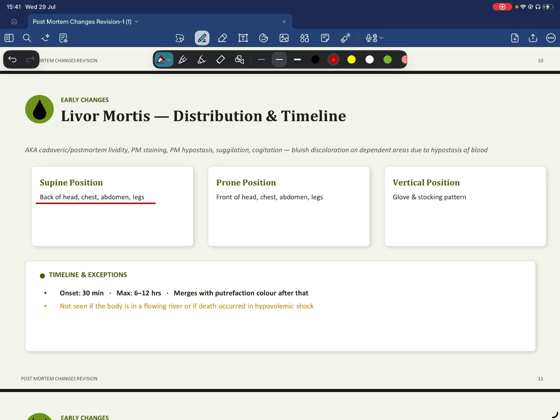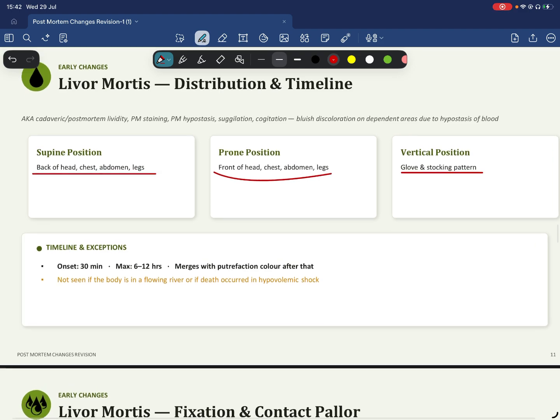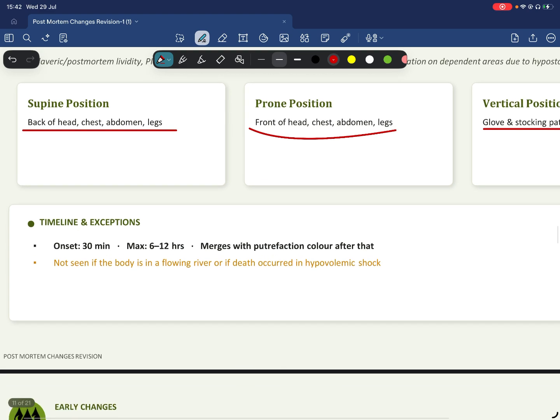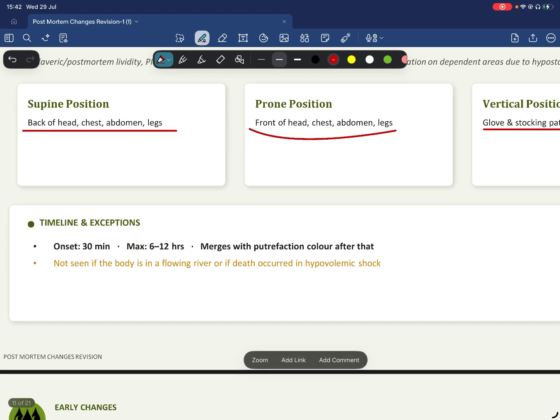In prone position, it will be seen at the front of the head, chest, abdomen, and legs. And in vertical position, a glove and stocking pattern is seen. The onset of post-mortem hypostasis is within 30 minutes, and it is maximum within 6 to 12 hours. It merges with putrefaction color after that.